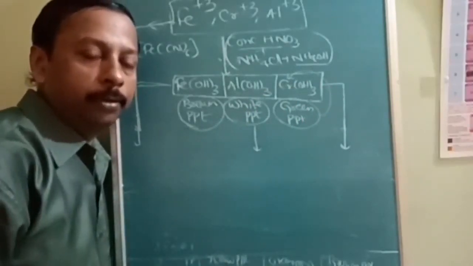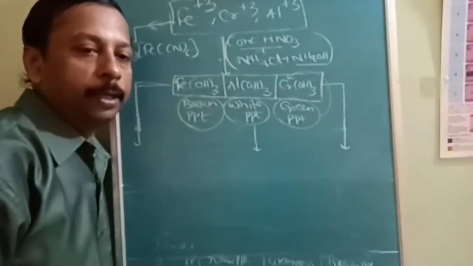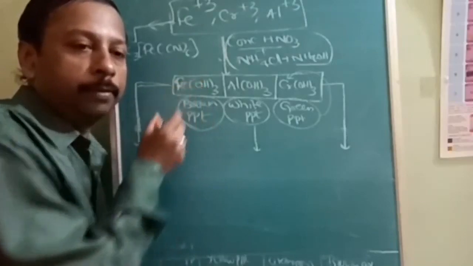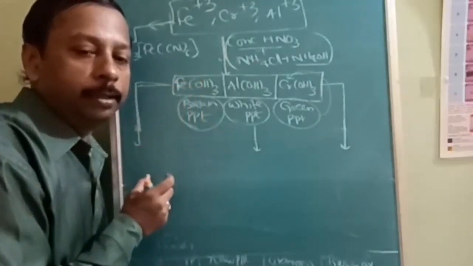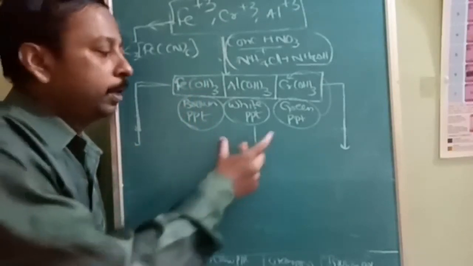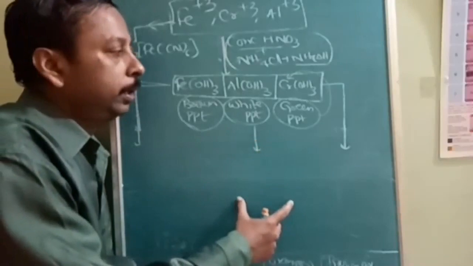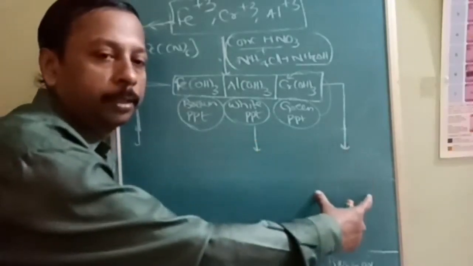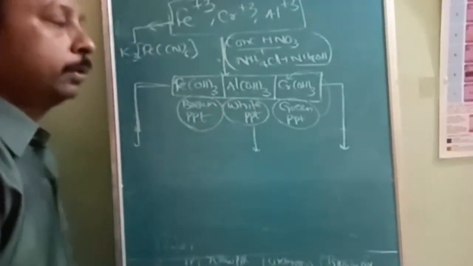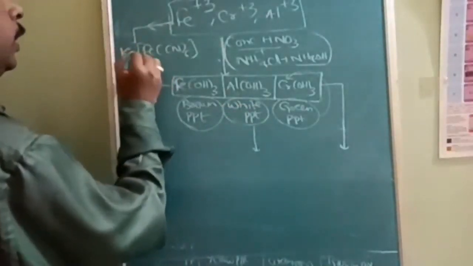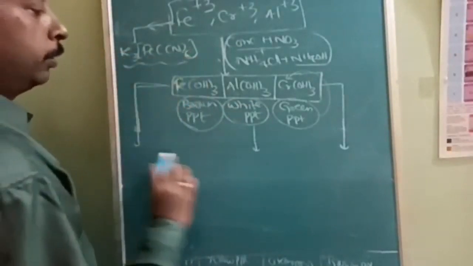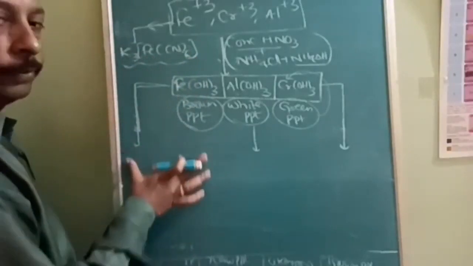Now what will we carry out after the preliminary test? Confirmatory tests. If it is brown, it may be iron, but we can't say that it is iron. So there are confirmatory tests for Fe+3, for Al+3, and for chromium. This is the regular procedure. Other than this, we have a special method for iron also, K3FeCl6. Understood? So first let us concentrate on this one, Fe(OH)3.